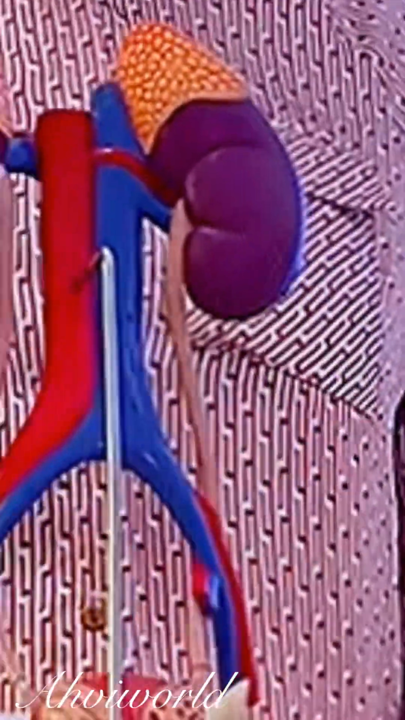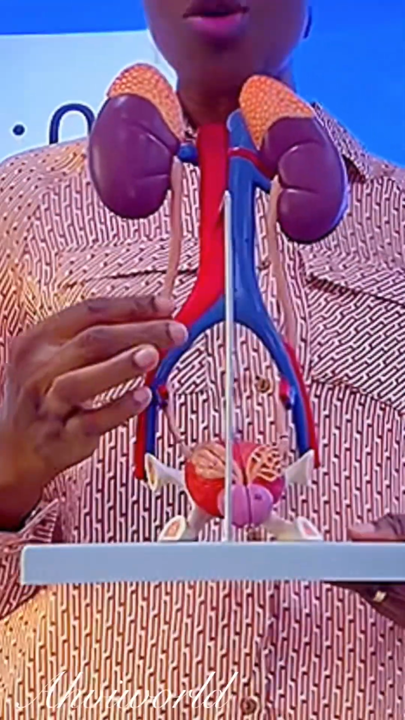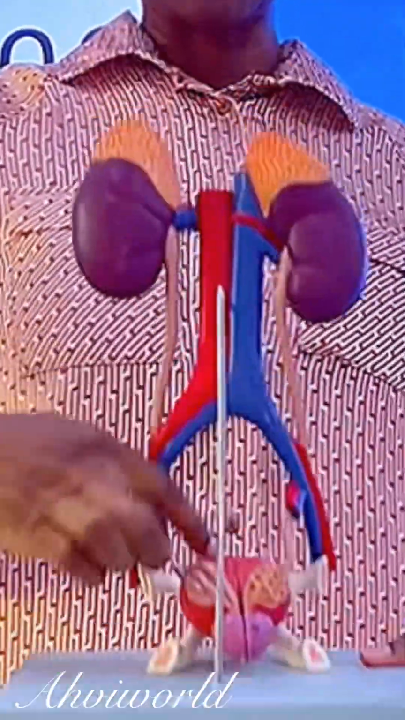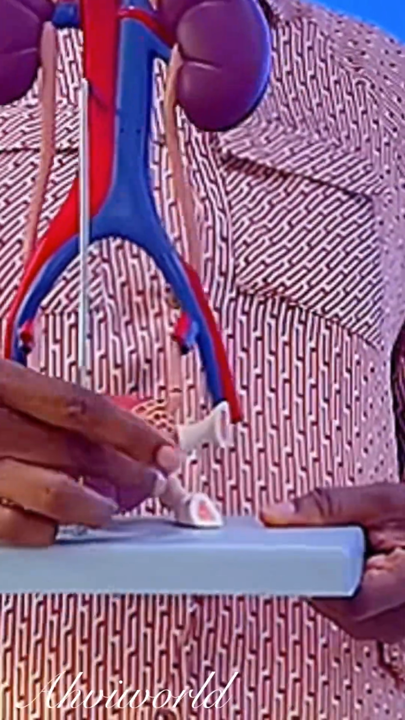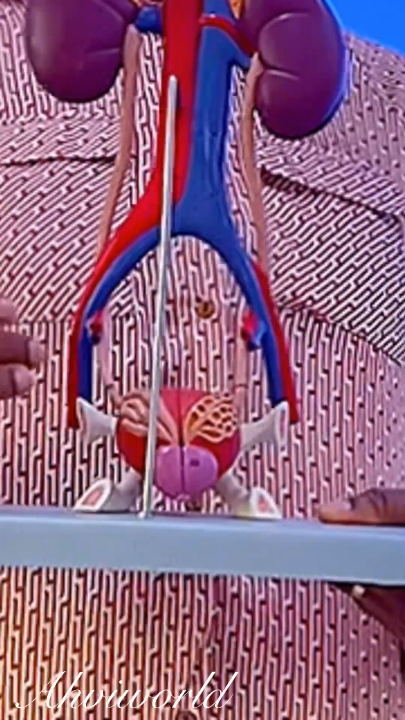When blood is filtered, it passes through these two long tubes. They are called the ureters. They pass through this place down to the bladder. This round one here is called the bladder. And right under the bladder, you have the sphincter muscle before you have the urethra, where the urine comes out.